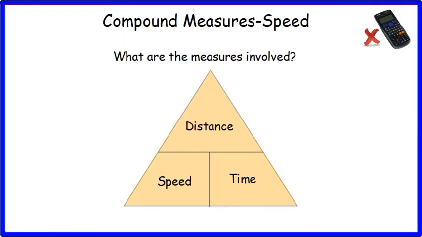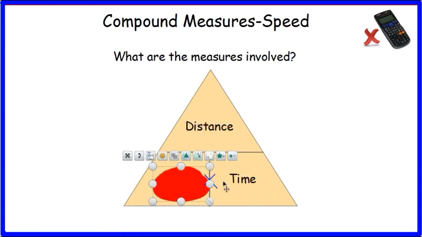Now, how this works is if you are looking for something in this triangle, you cover it up and then it tells you what to do. This is multiply. So if you are looking for the distance, cover it up. It's speed multiplied by time. If you're looking for time, it's distance over speed, distance divided by speed. And if you're looking for speed, it's distance divided by time.